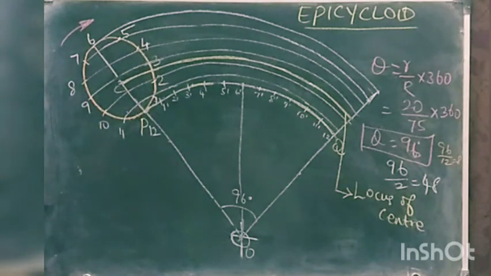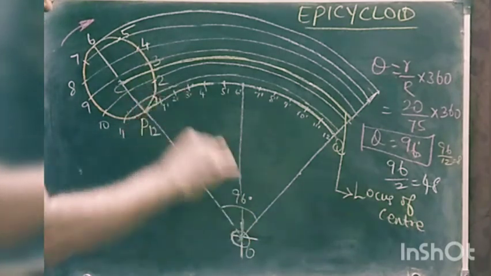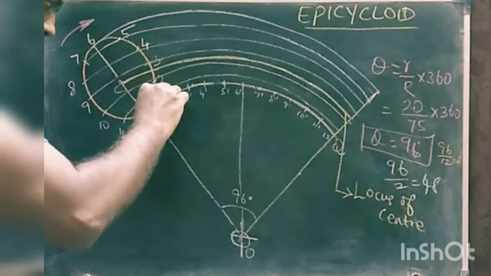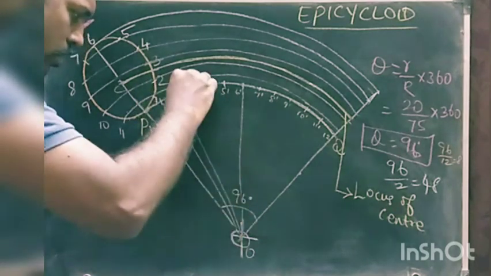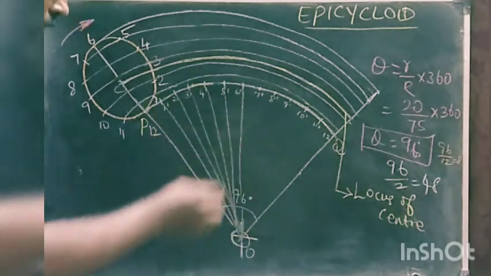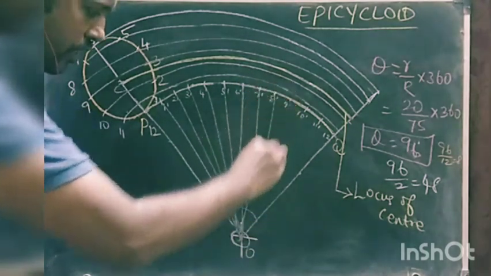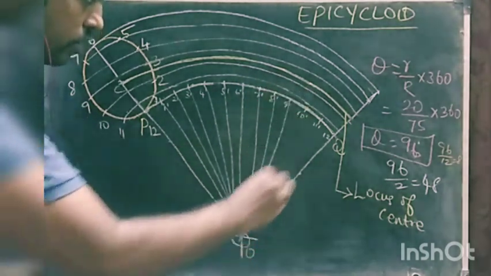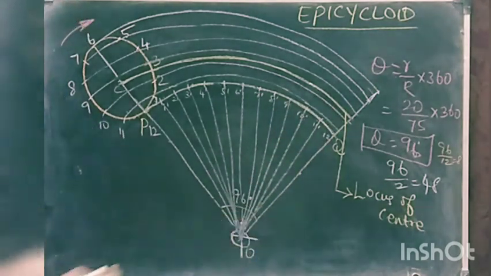So for that, there are two ways we can do it. First, just join this 1 dash to this O point. Okay, 2 dash, 3 dash. Like this you do it, and similarly 7 dash, all the points have to be joined towards the point O, and you should draw very thin lines, don't draw it darker, that's very important.